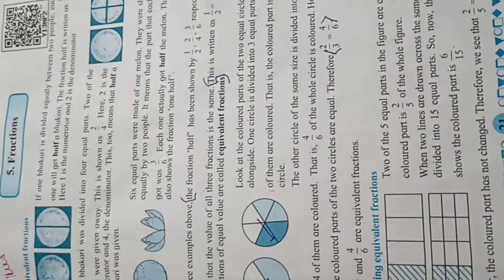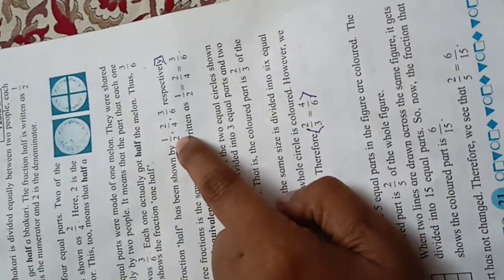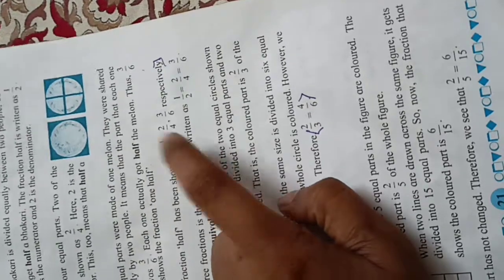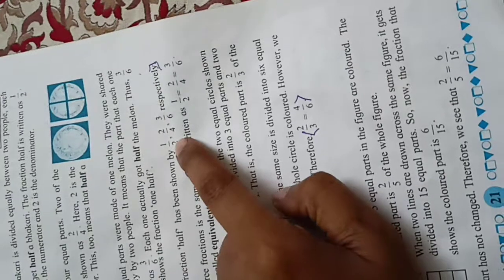Fraction means it will be in the p upon q form where q is not equal to 0, and the upside number is called the numerator and the downside number is called the denominator. It can be any number, positive or negative, but the denominator can't be 0. Okay, so now in this video we are going to learn about what is meant by equivalent fraction.